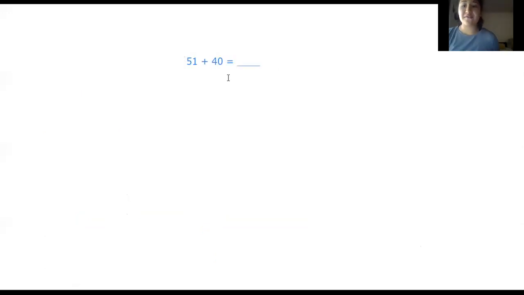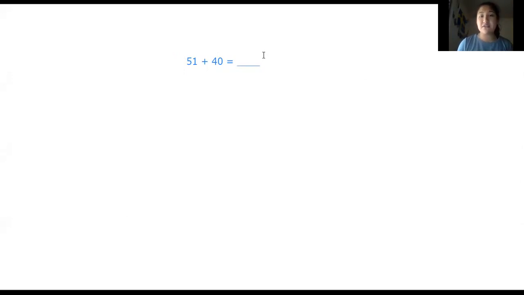All right, scholars, for this next problem, 51 plus 40, pause your video and solve, either counting on, quick tens drawing, or adding the tens then the ones. Nice job. Now that you did that on your page, let's go over a few of those strategies together.